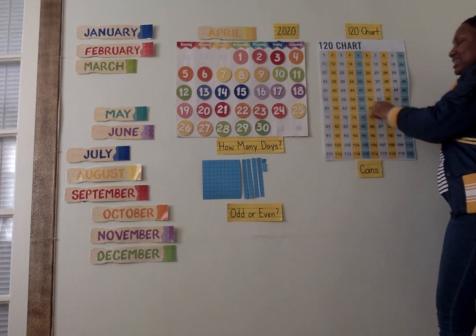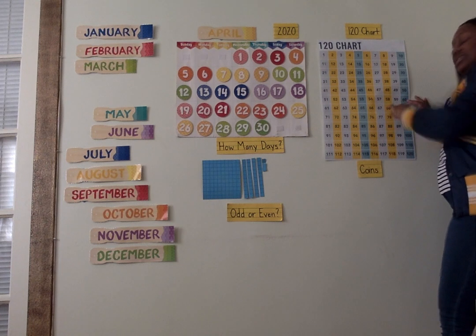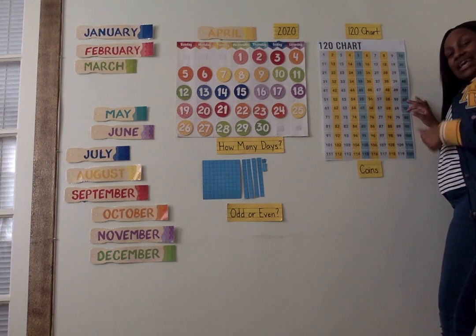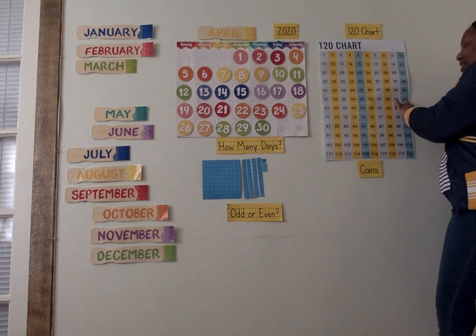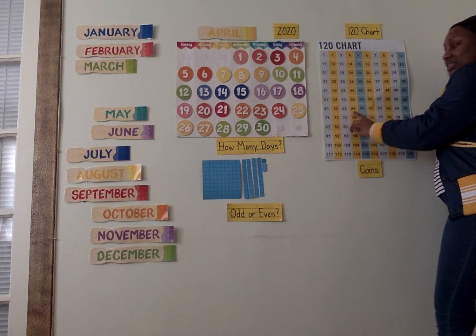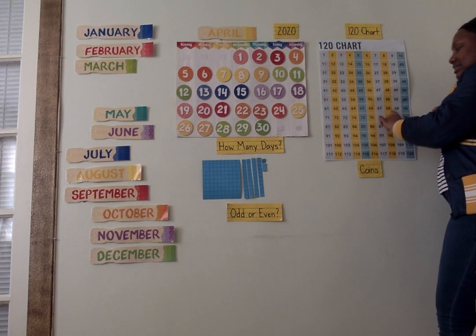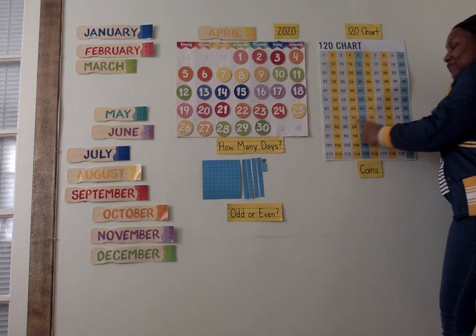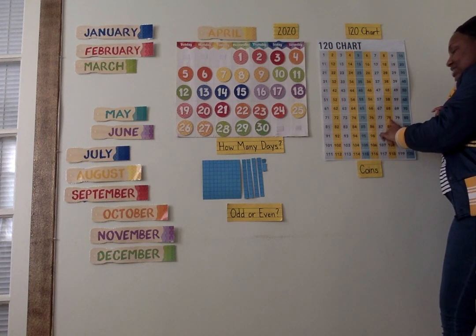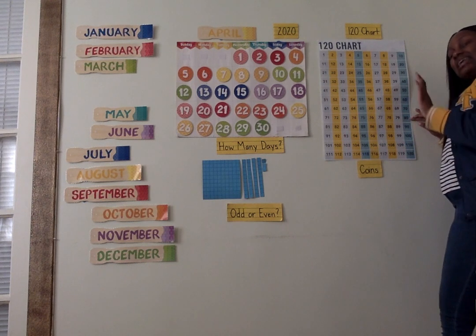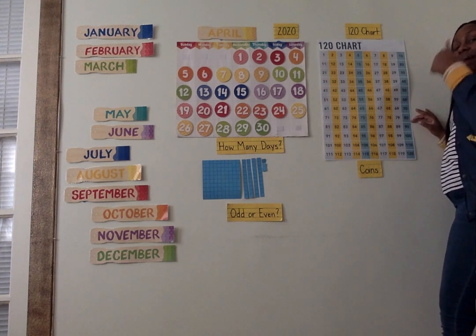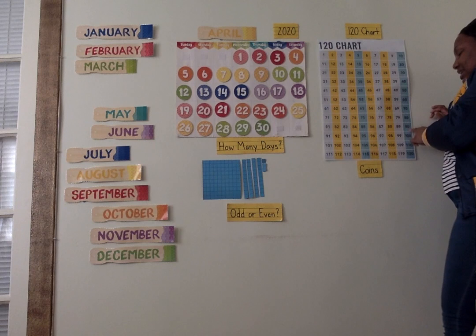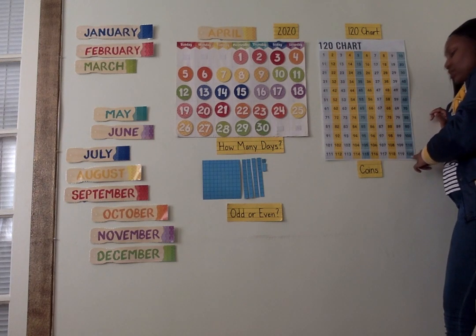Whisper. 56, 57, 58, 59, 60. Stop. Switch. Count up by twos. 60, 62, 64, 66, 68, 70, 72, 74, 76, 78, 80. Stop. Switch. Count up by tens. 80, 90, 100, 110, 120.